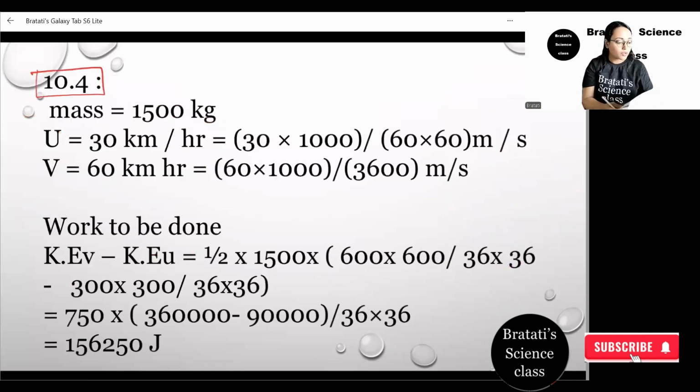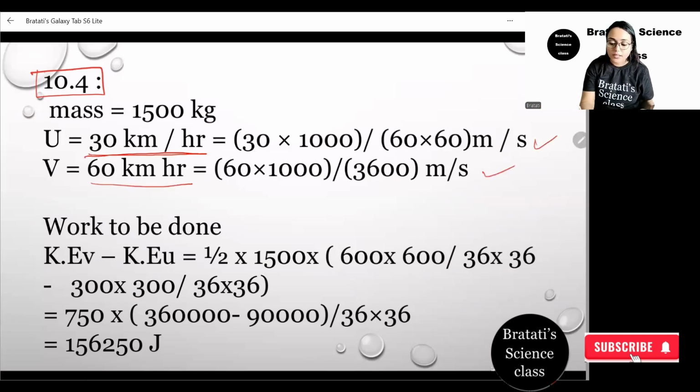And 10.4. It says, what is the work to be done to increase the velocity from u equals 30 kilometer per hour? As it is in kilometer per hour, we have to convert it to meter per second. So 30 kilometer into 1000 divided by 3600, then we can convert it to meter per second. Similarly, v is 60 kilometer per hour. That also we convert to meter per second.